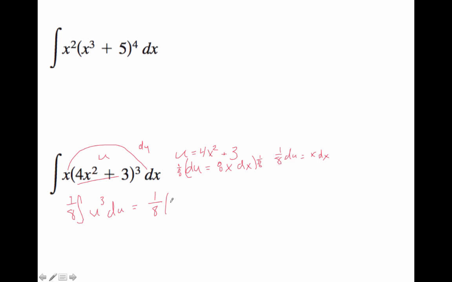Again, the antiderivative of this is not so bad. It's 1/4 u to the fourth. Don't forget the plus c. So we can just multiply those two constant fractions, 1 over 32. We can plug the 4x squared plus 3 back in for u, raise it now to the fourth power, plus c. That is my indefinite integral using u sub.